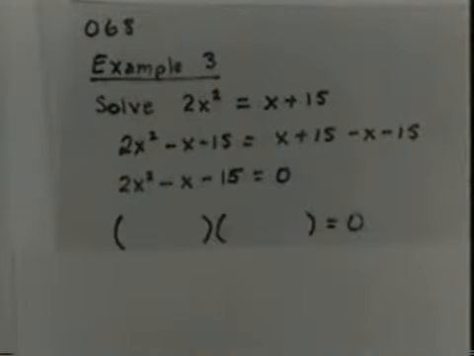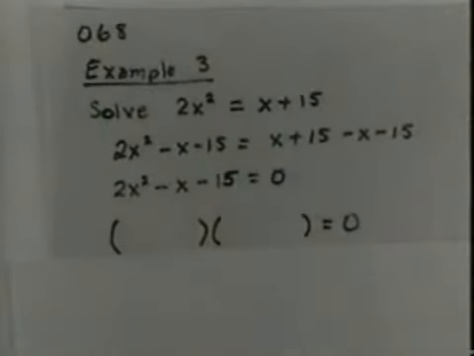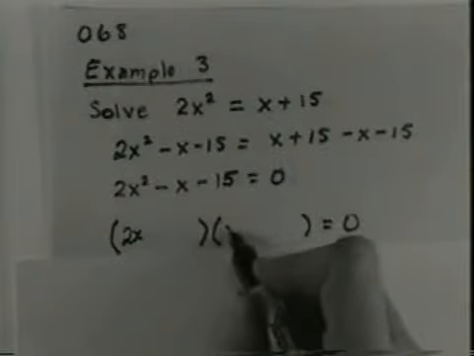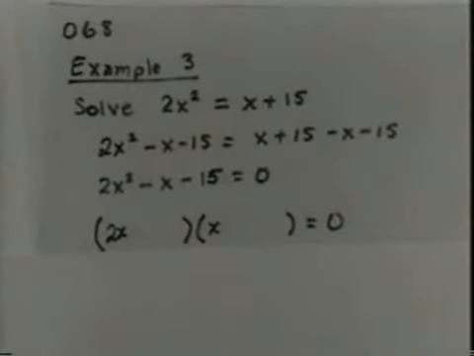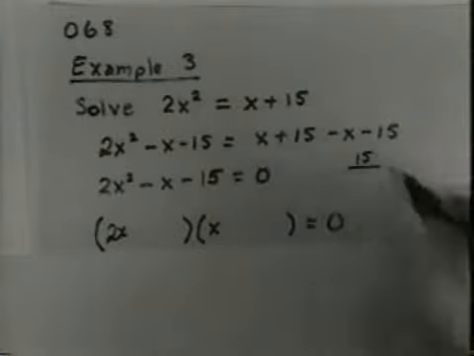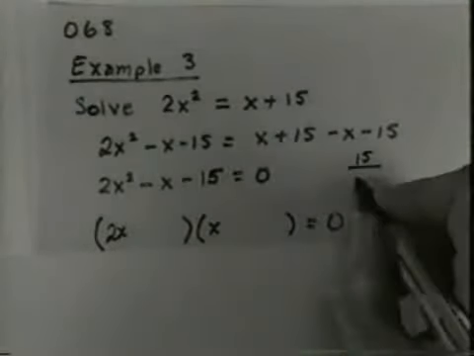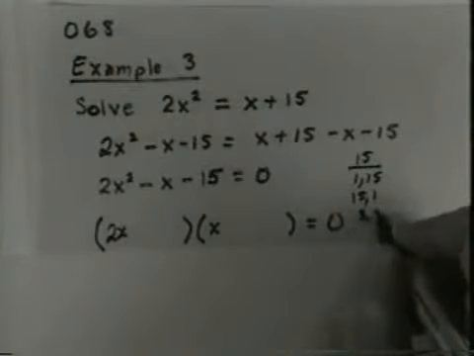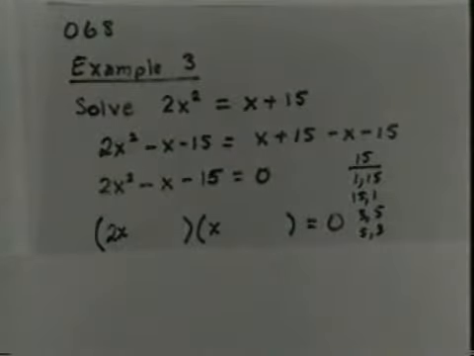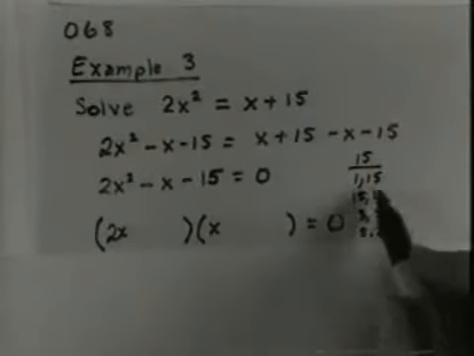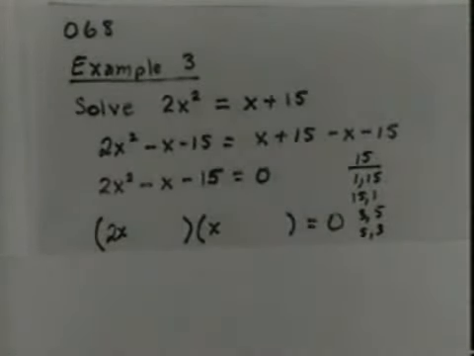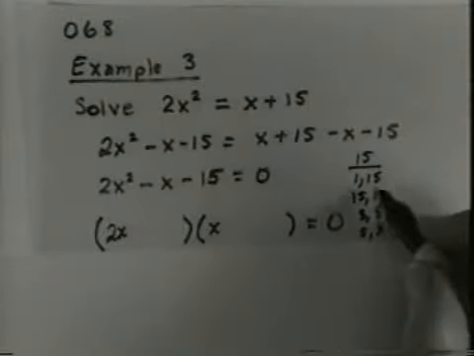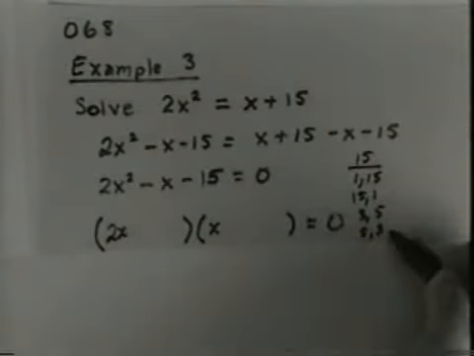To factor this one, it will be a guess and check. Well, to get 2x squared, we must have 2x times x. To get 15, we must have either 1 times 15, 15 times 1, 3 times 5, or 5 times 3. We know that to get negative 15, one or the other of these must be negative. The other one must be positive. So we're going to have a negative factor and a positive factor.